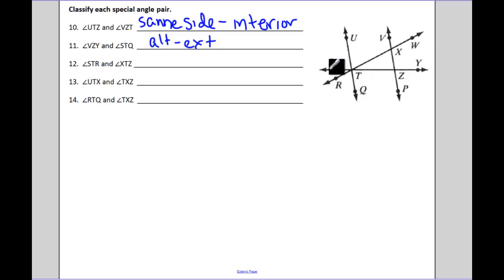Okay, next one. Notice how we keep erasing in between these so that we can highlight them. STR and XTZ. Those angles form an X. Those are vertical angles. I'm just reviewing with you some ones we've already done.